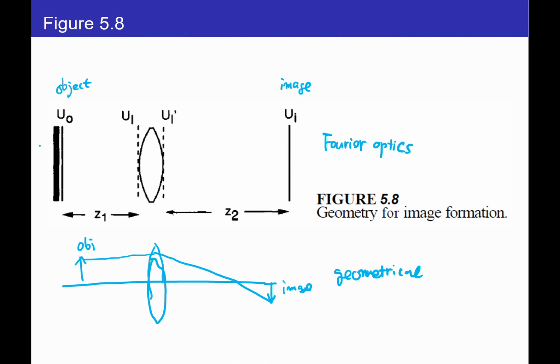So we are going to describe, in terms of a wave, how this object, which here is a certain aperture, is going to be projected into the image. Okay, so that's the thing we are going to do.